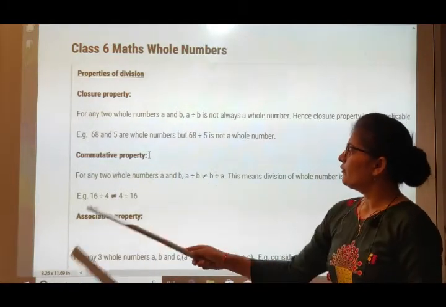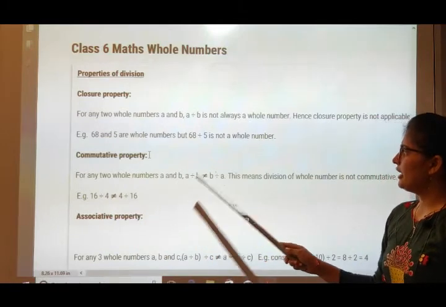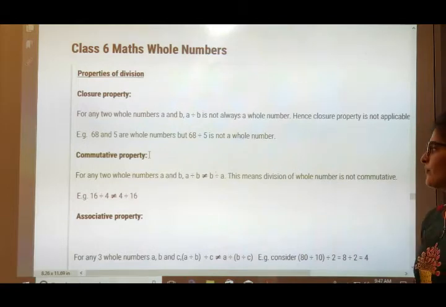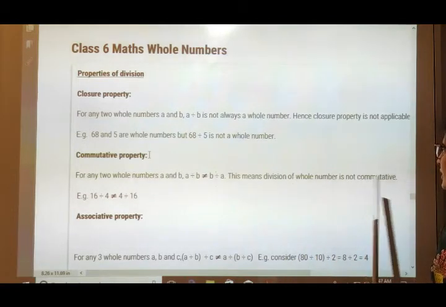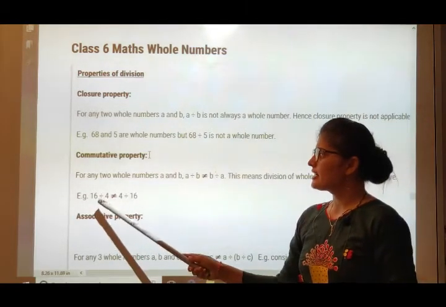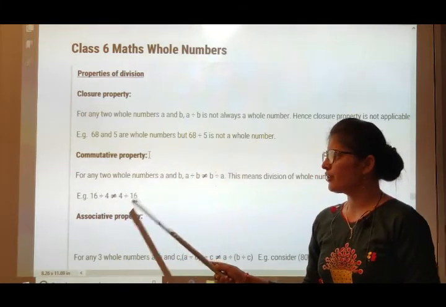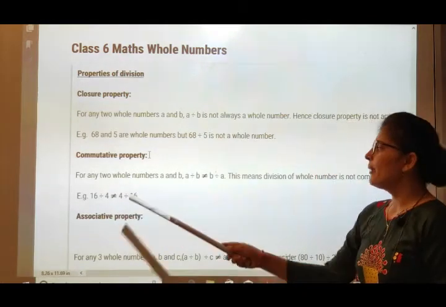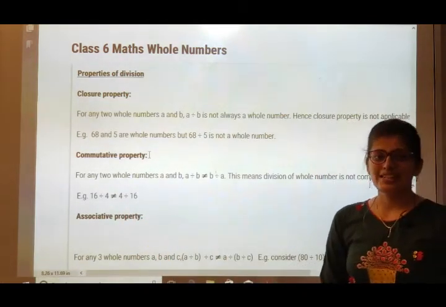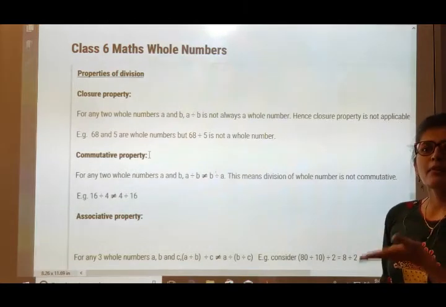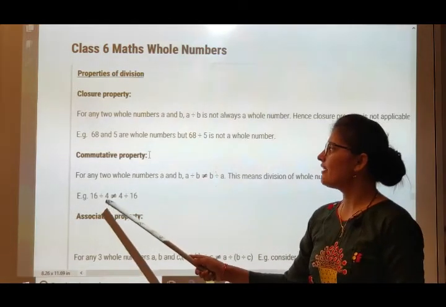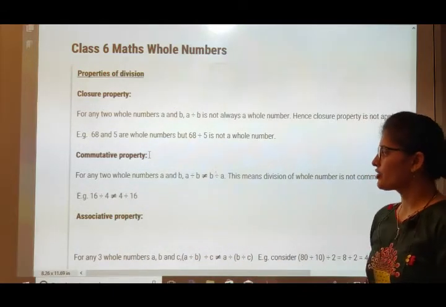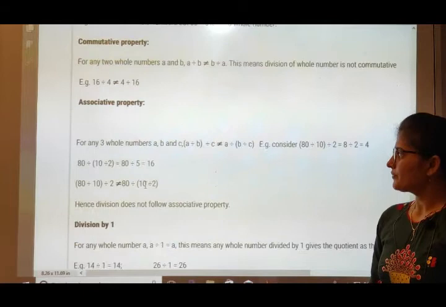Now commutative property. For any two whole numbers a and b, a divided by b will not be equal to b divided by a. So this means division of whole numbers is not commutative. Here you can see 16 divided by 4 will not be equal to 4 divided by 16. 16 divided by 4 gives 4, but 4 divided by 16 gives 1 by 4. So 4 and 1 by 4 are not equal. That means 16 divided by 4 will never be equal to 4 divided by 16. So commutative property is not applicable.